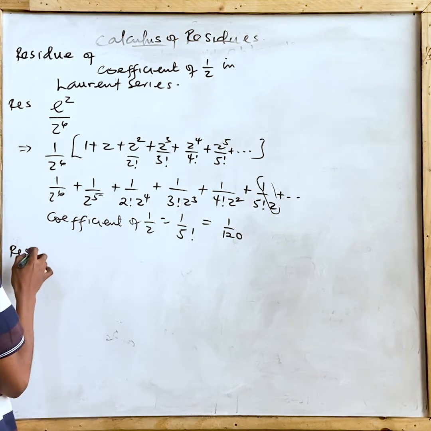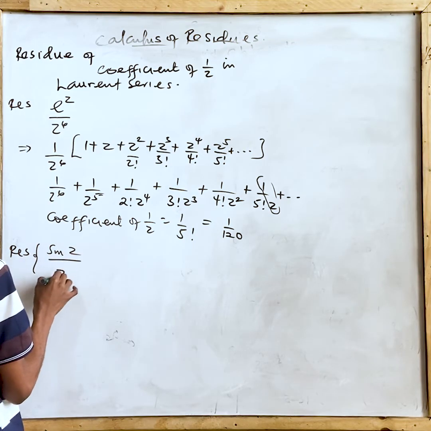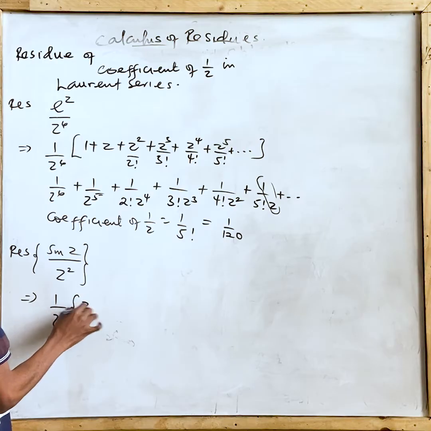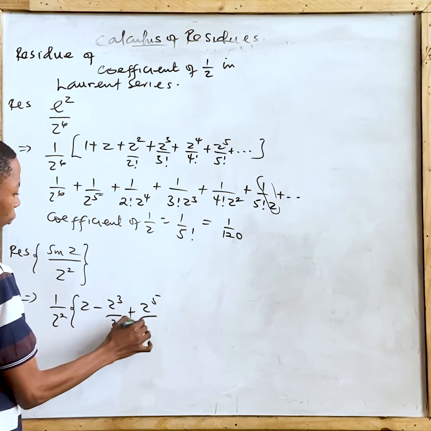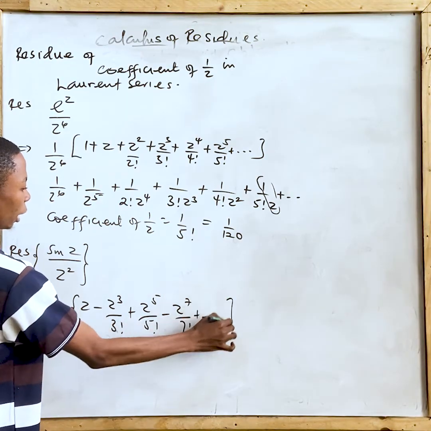So another one of this kind. Let's find the residue of sine z divided by z square. Okay, I can take the expansion of sine z. I already know that sine z is an oscillating function. I'm going to have 1 over z square. Sine z is z minus z cube over 3 factorial plus z raised to power 5 over 5 factorial minus z raised to power 7 over 7 factorial, and so on like that.